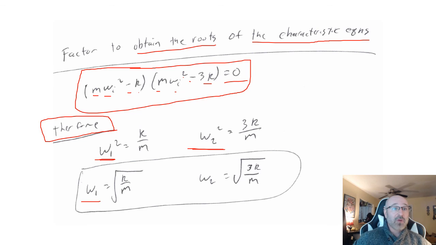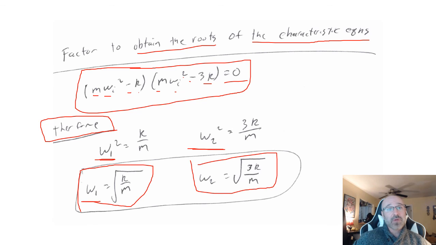I can solve this for omega 1 by taking the square root of both sides. So my omega 1 root here is equal to the square root of k over m, and our omega 2 is equal to the square root of 3k over m.